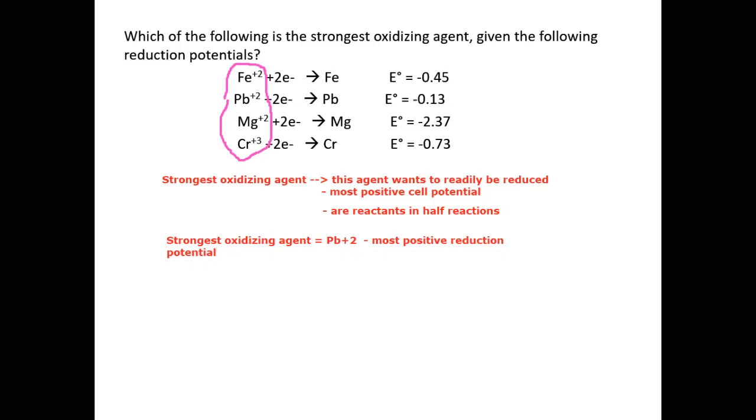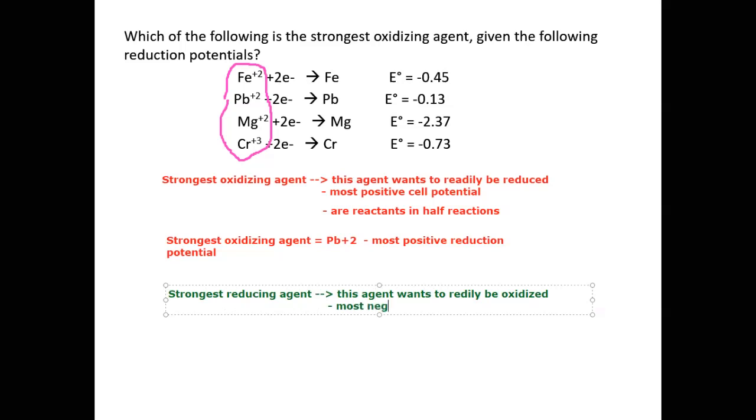Now, the strongest reducing agent would be the exact opposite. Let me write that in green to kind of distinguish. So this agent wants to readily be oxidized. It has the most negative cell potential. We're talking about the reduction potentials. I'm sorry I didn't make that clear. And these are going to be products in the half reaction.